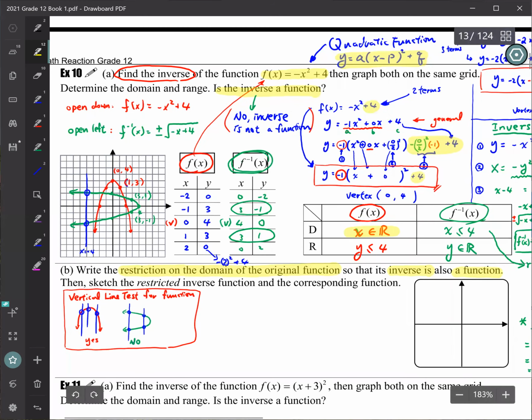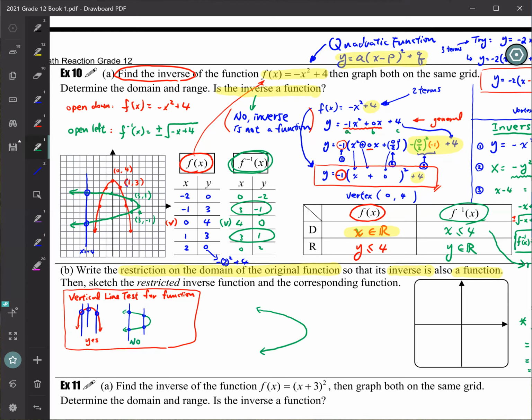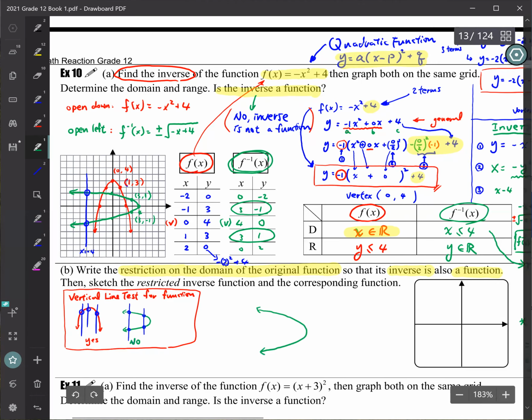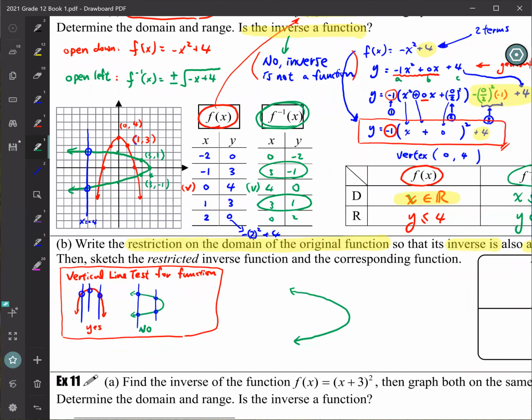Okay, so if you look at the inverse, I'll draw that green part again. Right now, it's not a function because it fails the vertical line test. How can I modify this graph so it becomes a function, so it can pass the vertical line test? Which part should I erase so it becomes a function? Does anyone have any suggestions?